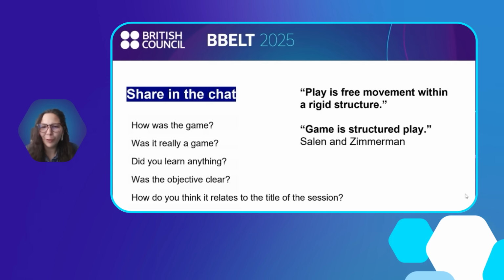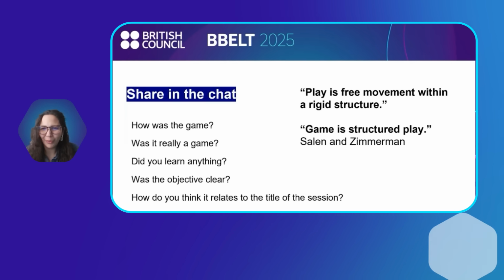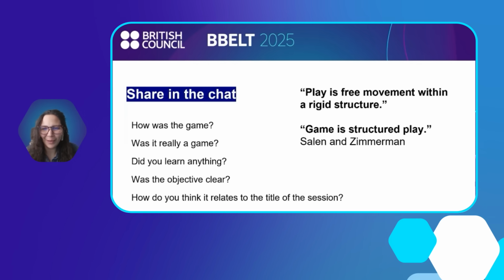First of all, play is free movement within a rigid structure, and game is a structured play. These two definitions might seem a little bit broad, but we will start to look at them in a little bit more depth in a while. So please just keep them in mind. And thank you so much for your participation.